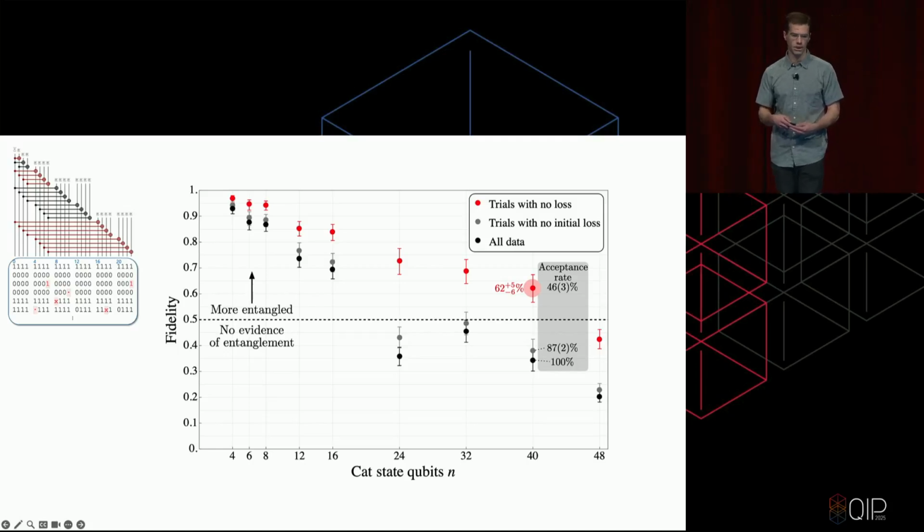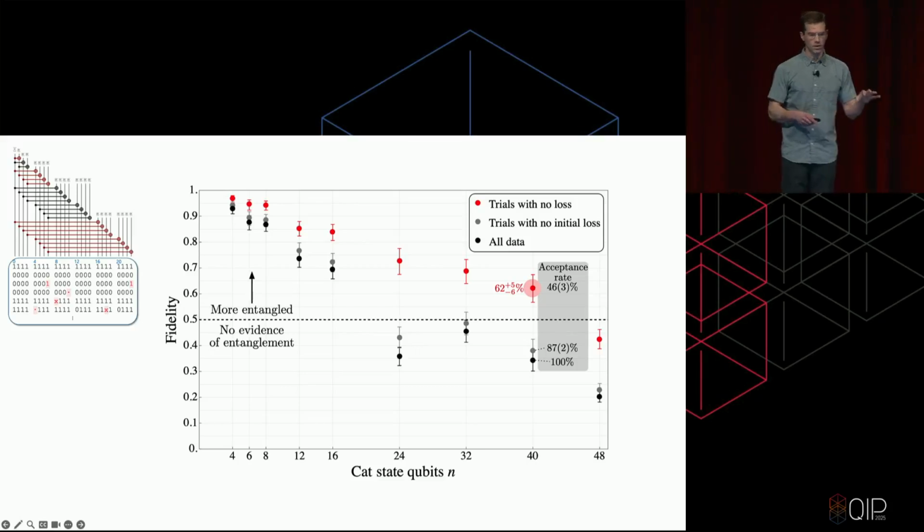So here's the data for the unencoded cat state. On the x-axis is the size of the cat state. On the y-axis is the fidelity. You can see, for example, that they can prepare a 40-qubit cat state with 62% fidelity. And that's counting only those trials in which there is no load loss and no circuit loss. So all 40 atoms are present at the end of the final measurement. And that was about 46% of the trials. So in 54% of the trials, at least one atom was lost, and so they throw those away.